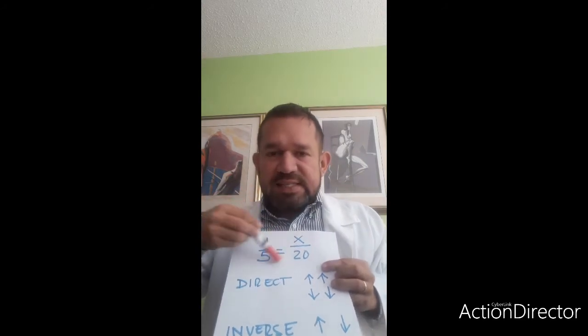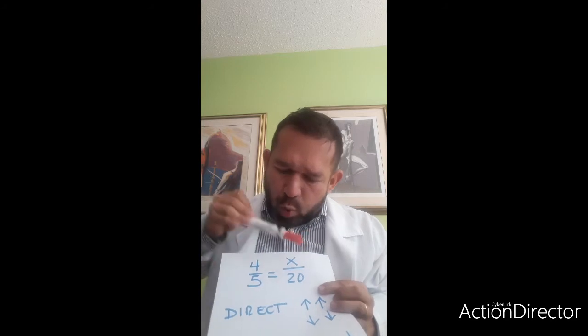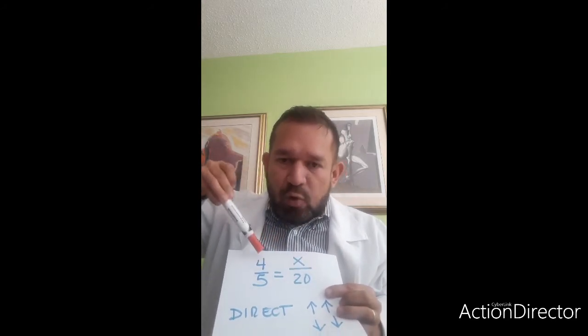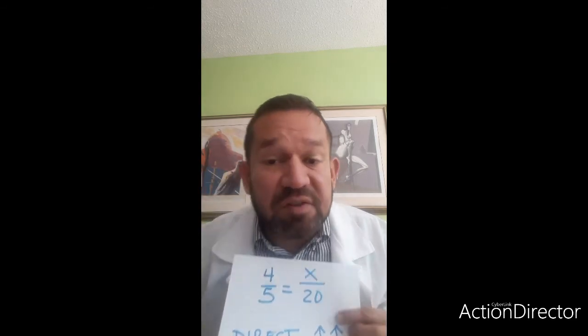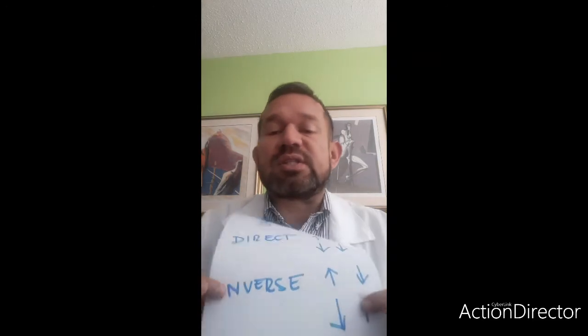For example, if this is a direct situation, we multiply, we have 2 lines. One line is complete, that's the one that you multiply, 20 times 4, and then you divide by 5 to find the value of the variable. Okay? Do you remember?